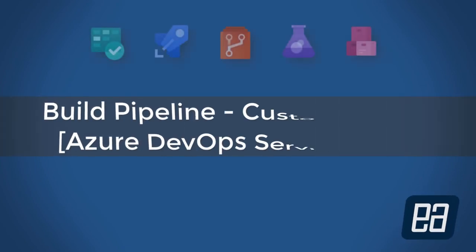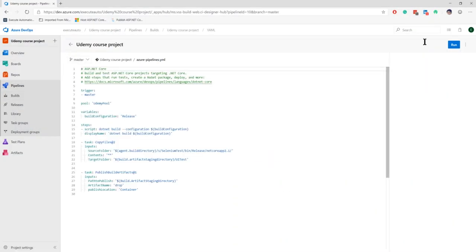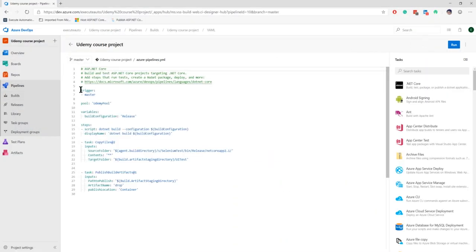In our last video, we created a custom agent in our own custom pool of agents, and we also saw how we can execute the build using this particular agent or this particular Udemy pool that we just created. So it was all working fine, and we also saw how we can get the published output over there, and everything was working as expected, which was pretty cool.